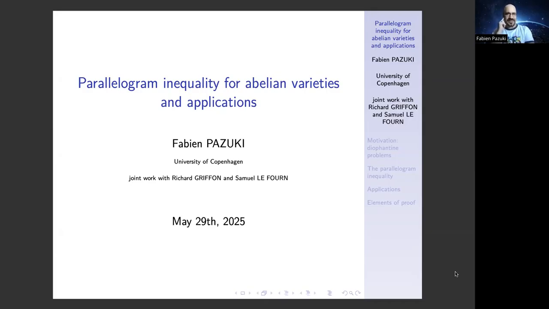The talk I selected is a parallelogram inequality for abelian varieties and applications. This is based on joint work with Richard Griffon and Samuel Le Fourn. Richard works in Clermont-Ferrand and Samuel in Grenoble, both in France.